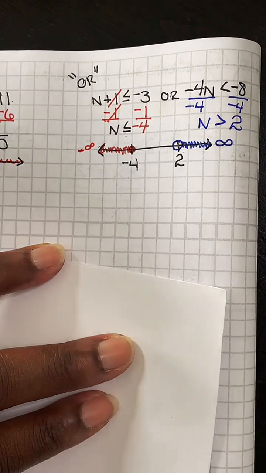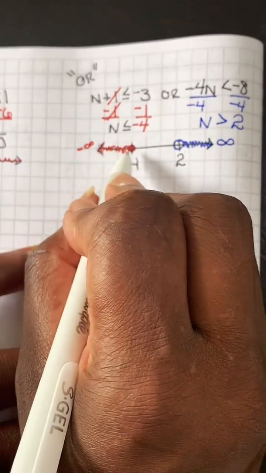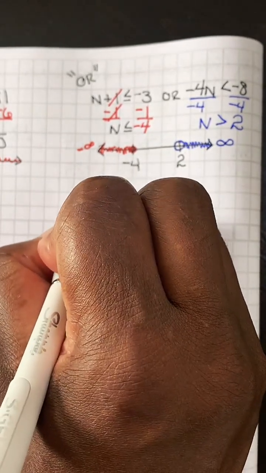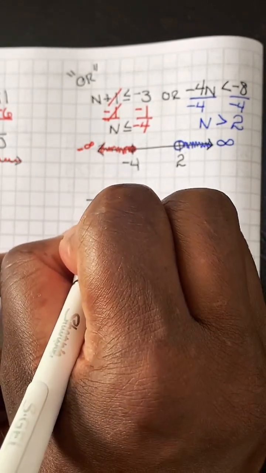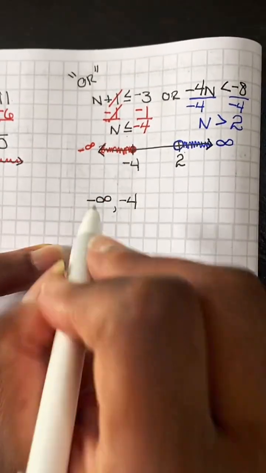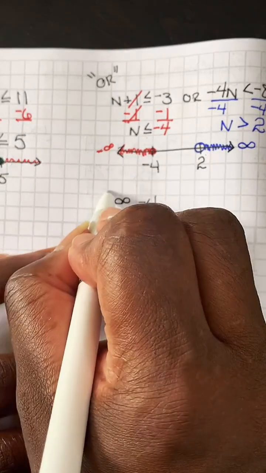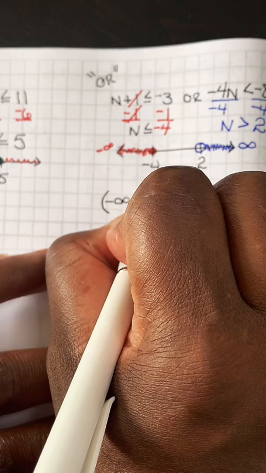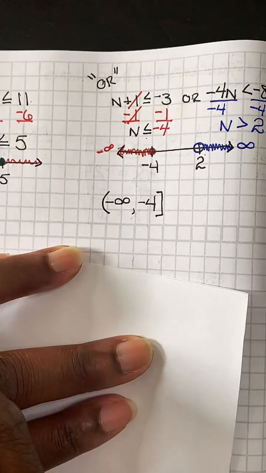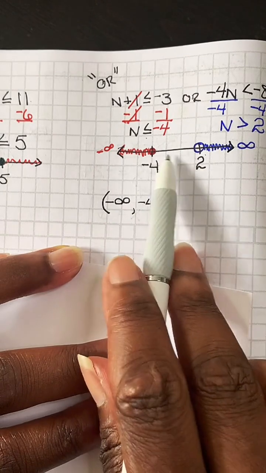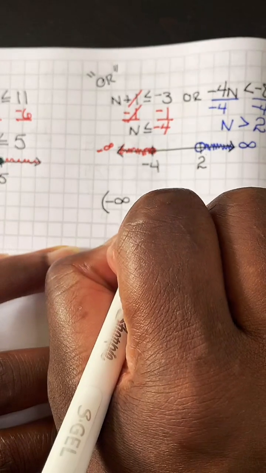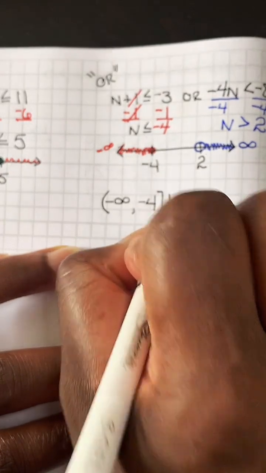Ready? So the first section, you're going to have from the lowest to its highest, which is the -4. So you have -infinity to -4. And we know that -infinity always has a parenthesis, and the -4 is included, so that will be a bracket. But we do not have anything in common in this space. So this is when we use our union symbol.